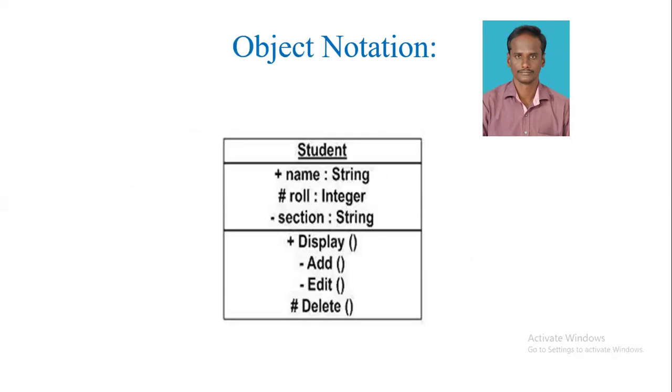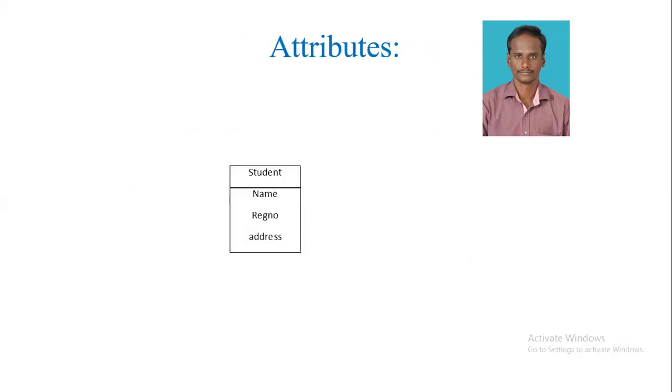Next one is object notation. Object notation does not have any special structure. It is the same as a class. The only change is that the class name should be underlined. It means that it is an object, and the rest is all the same. So this is the object notation. If you want to represent attributes without methods, you can use a class that looks like this. For example, if you have a class called student and you don't have any method, you can have only properties like name, register number, and address.